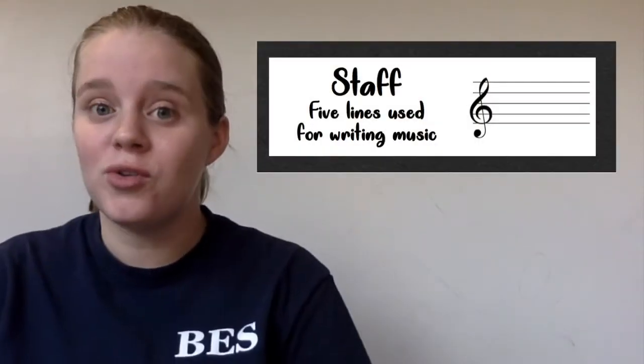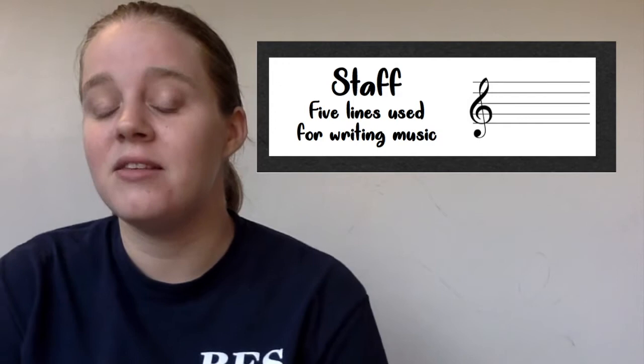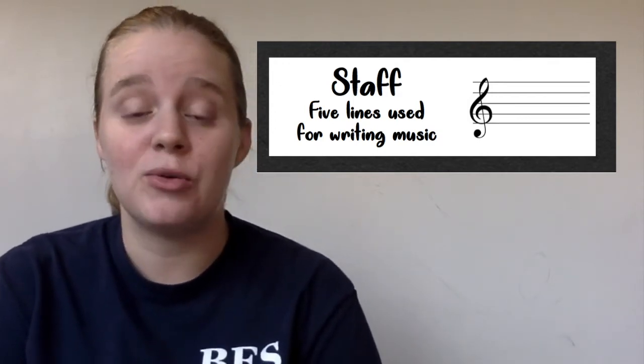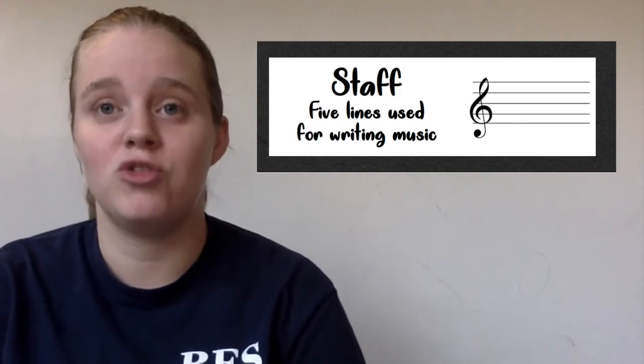If you were with me last year in fourth grade, we started talking about, right before we were out for COVID, the musical staff. As a reminder, the musical staff is a set of 5 lines and 4 spaces that music is written on. We also had a little symbol at the end of our staff which told us some things about how to read it, and that was called a treble clef.